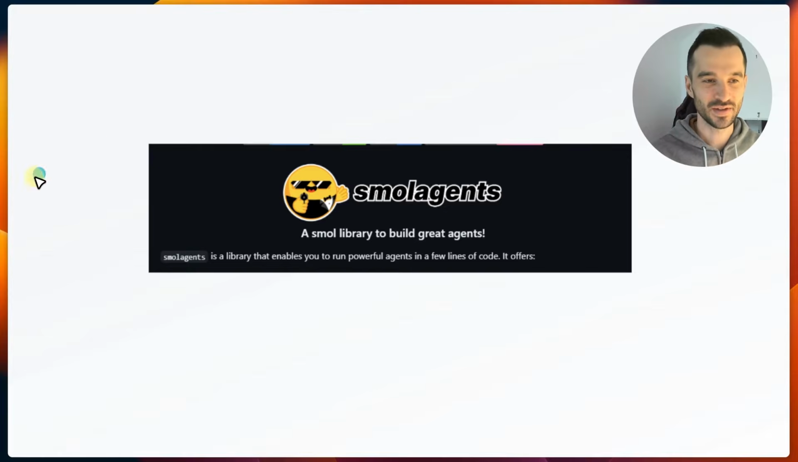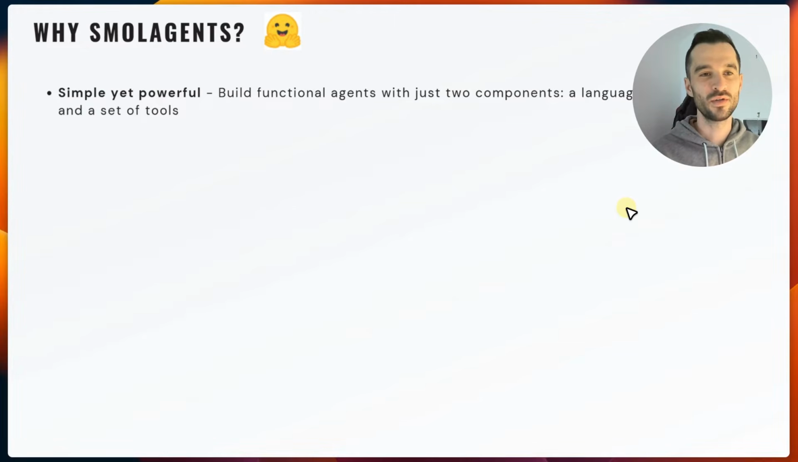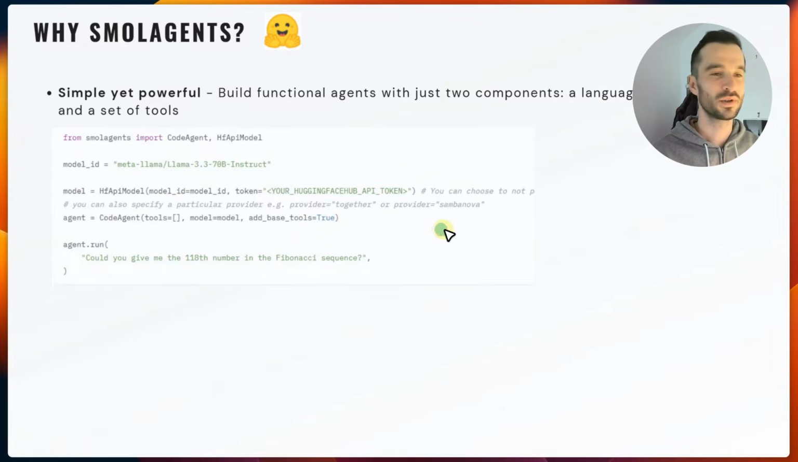It's time now that we dive into smolagents, a small library to build great agents created by Hugging Face. And let's see what makes them so good. First of all, it's simple and yet powerful. For building agents, we only need two components. We need a language model and a set of tools. Let me show you this example. Here we define the model, in this case, Llama 3, and the tools. In this case, we don't use any tools for this agent, and then we can run our first agent.